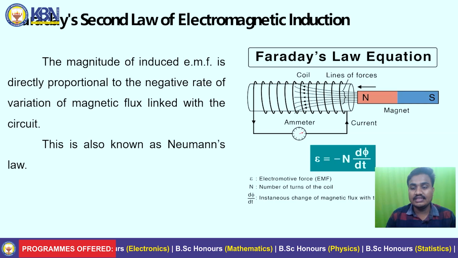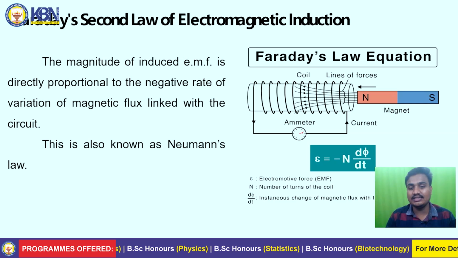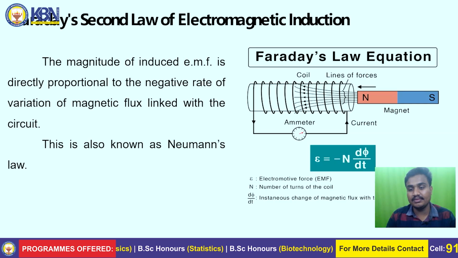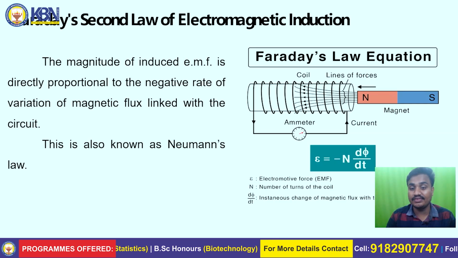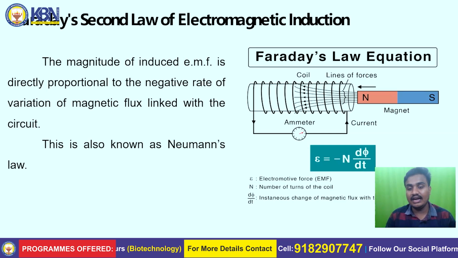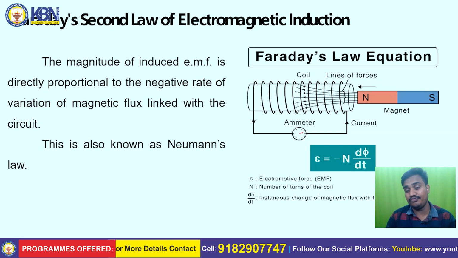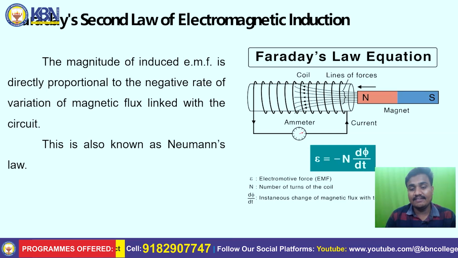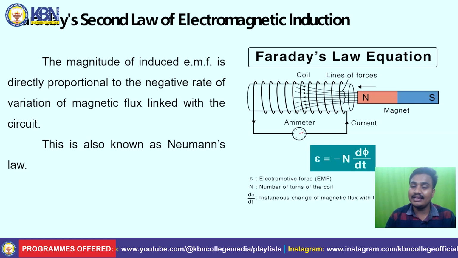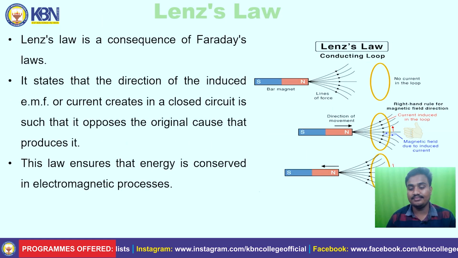E is equal to minus d phi by dt, or you can say that E is equal to minus n into d phi by dt, where n is the number of turns in the coil, and E is called the electromotive force, and d phi by dt is the instantaneous change, or you can say the rate of change of magnetic flux linked to the circuit. This is called Faraday's second law.